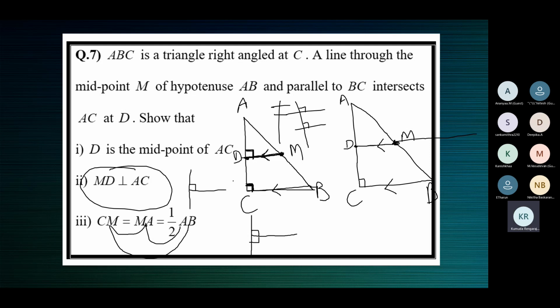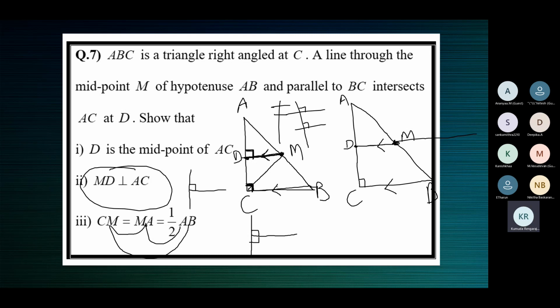Now, how do we prove that CM is equal to MA? Where is CM? We don't find CM anywhere. So join the point C and M. Why do we join CM? Because line segment CM is mentioned, but we don't see the line segment CM. So join CM, construction, join CM.